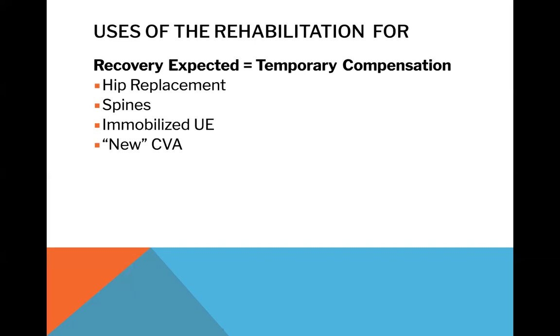And this will go with any patient that you get with a certain replacement, whether that be a hip replacement, a knee replacement, rotator cuff replacement, anything like that. This can also be used for spines as well as immobilized upper extremities and what we quantify as a new CVA, so new cerebral vascular accidents. So we're not referring to those who have had a CVA before and then get a new one. We're referring to those who have never had a CVA before.